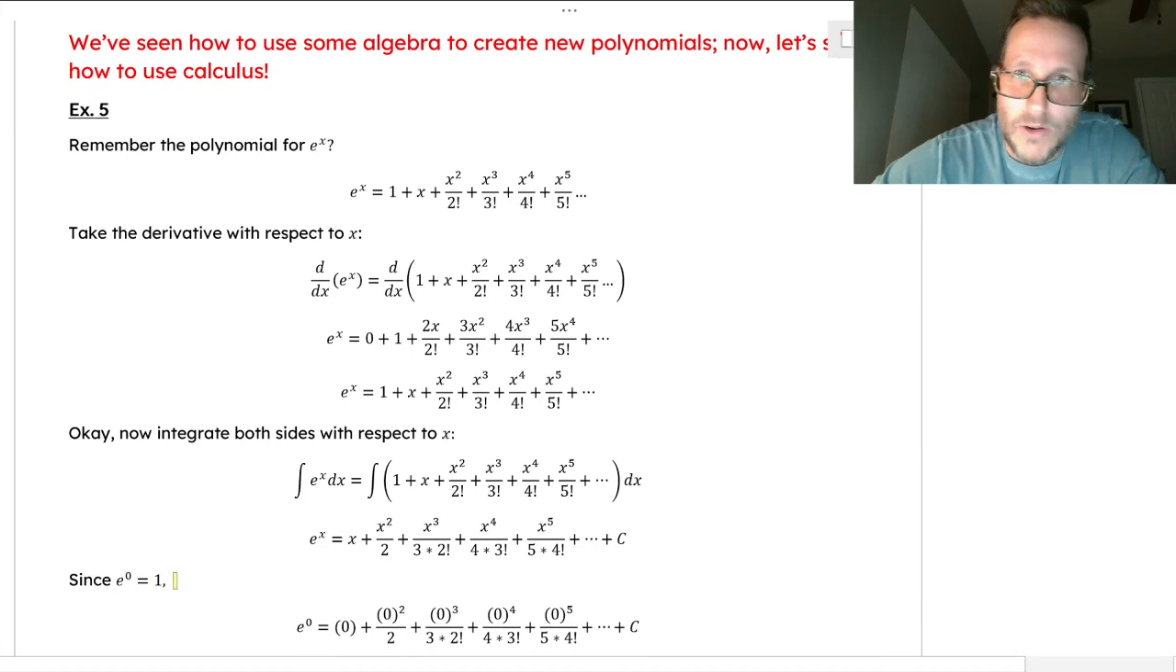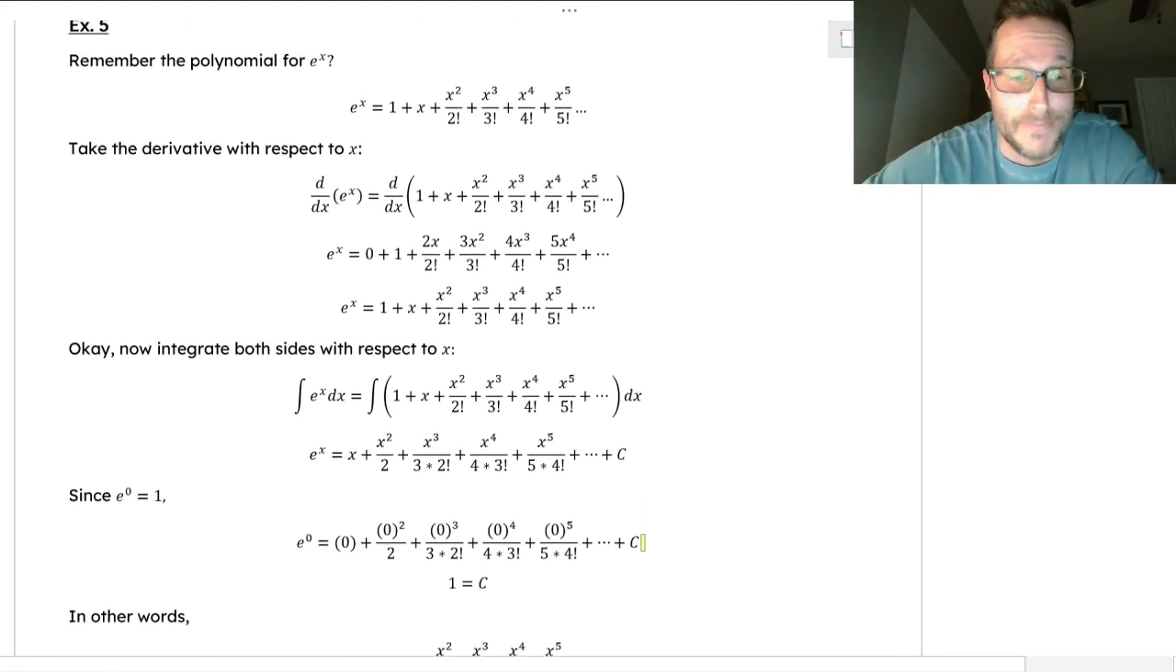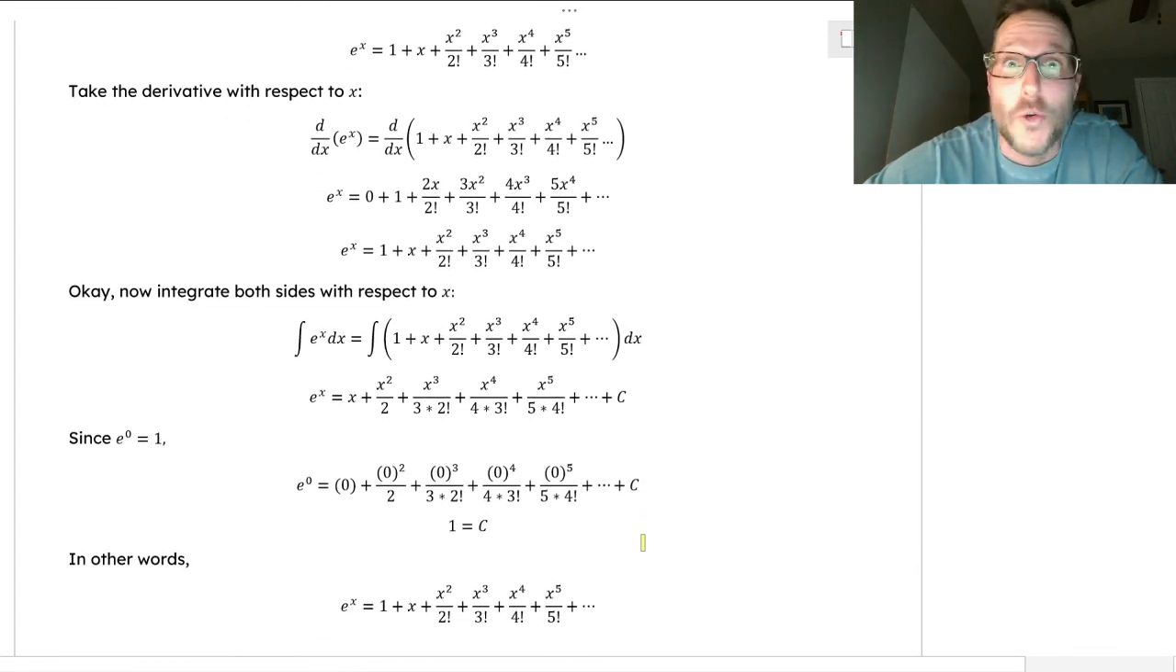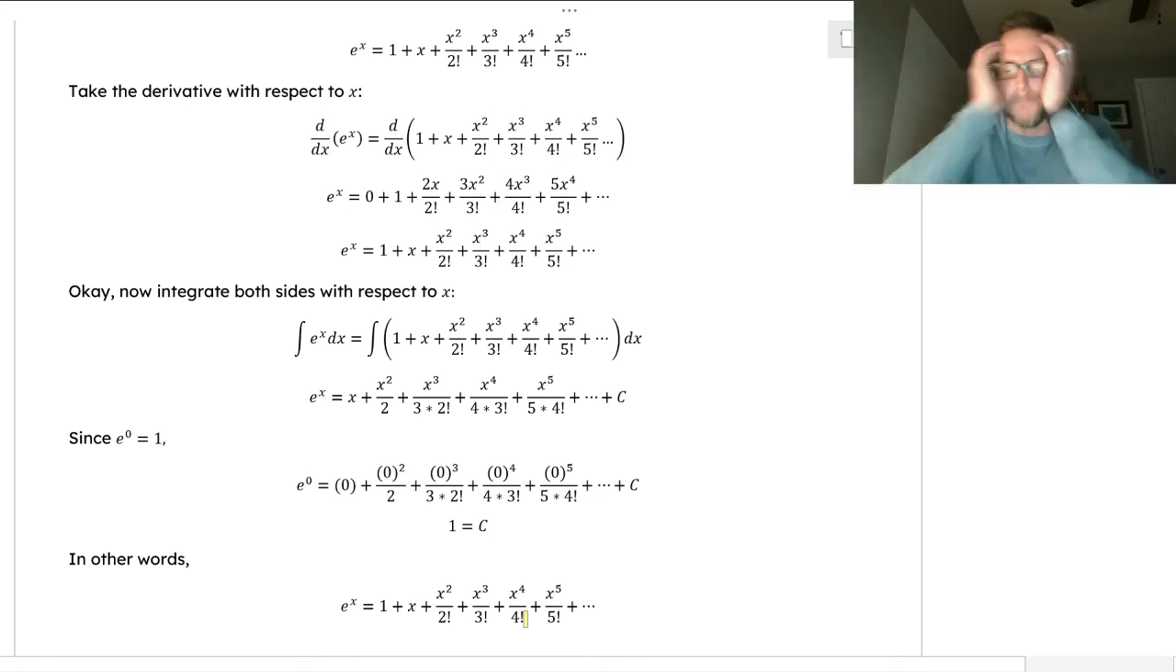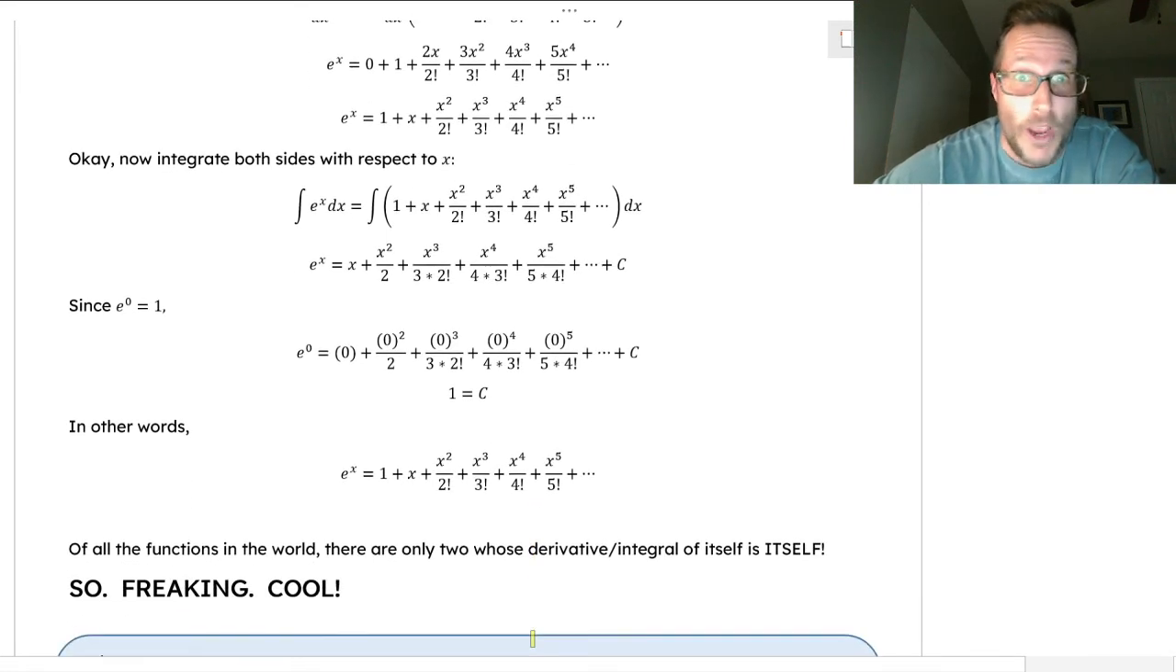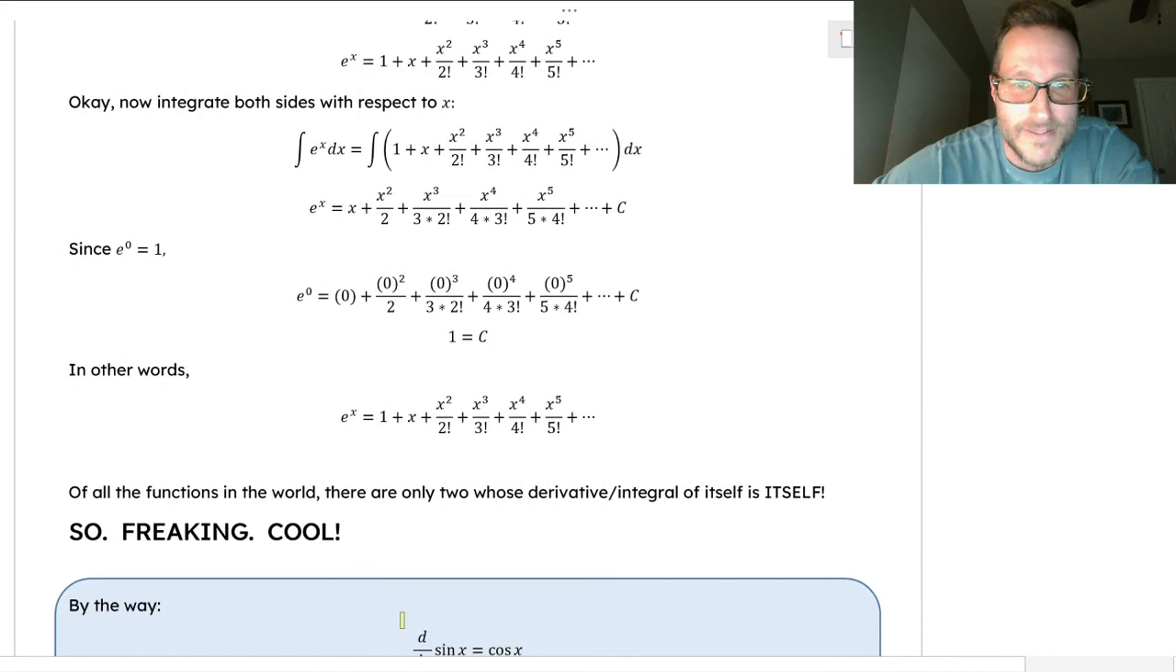Well, guess what? If e to the 0 is 1, and you plug 0, 1 into that equation to figure out the value of c, you get that c is 1. And that means if you integrate e to the x as an infinite polynomial, you get the same polynomial back. What? Yeah, right. So freaking cool. Actually, that is the coolest thing I've ever seen.